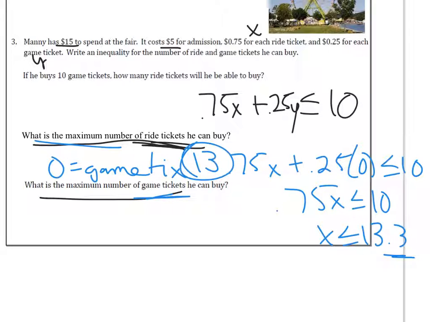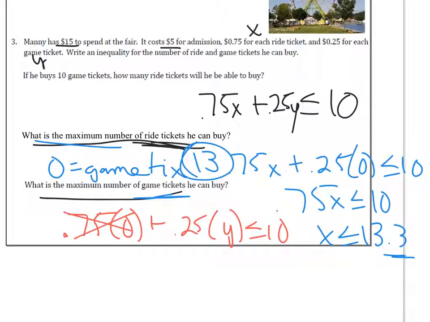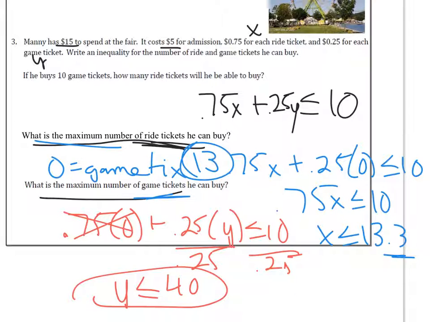So game tickets is kind of that same thing flipped around. So it'd be 0.75 times 0, that means he bought no ride tickets, plus 0.25 times y less than or equal to 10. So that goes away. Divide by 0.25, divide by 0.25. So each one costs a quarter. So 10 divided by that is going to be 40. So we could buy 40 game tickets if we wanted. All right, so this is kind of the big key here: what is my limit? What can I do from there?